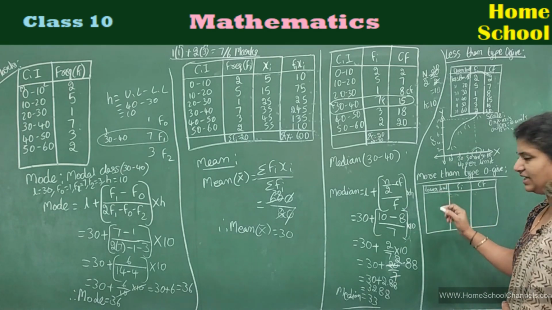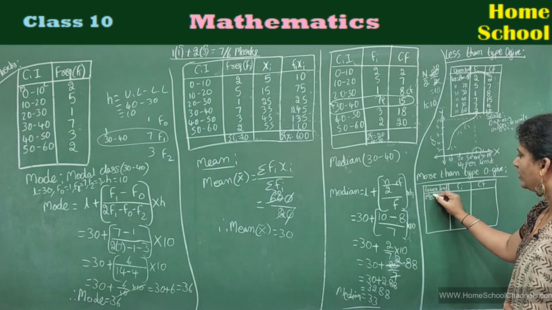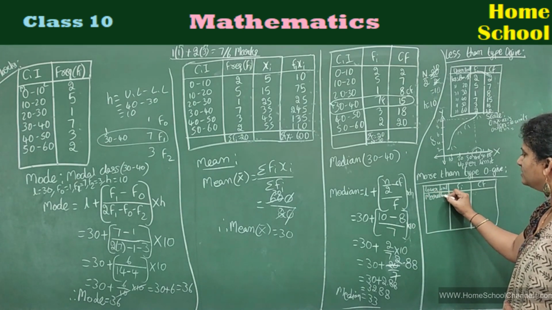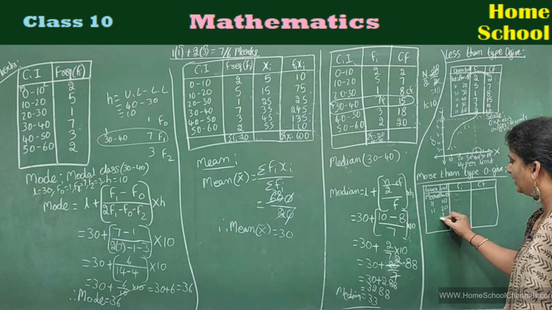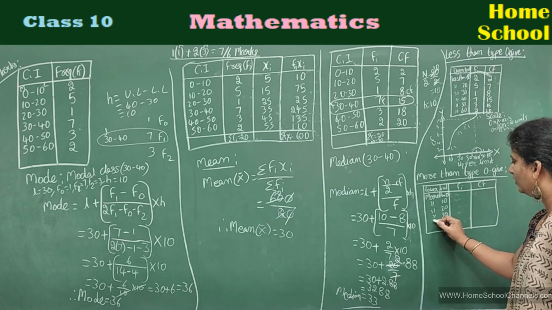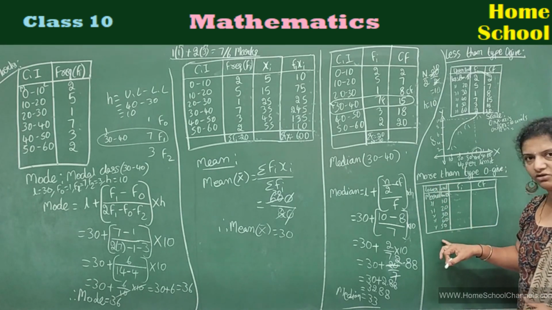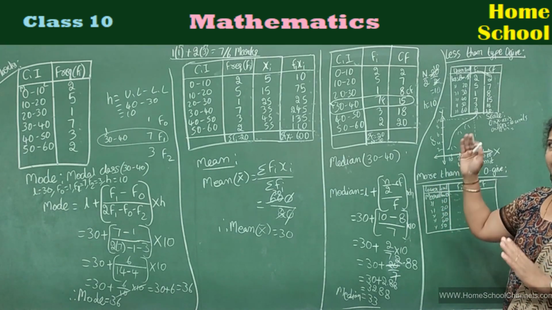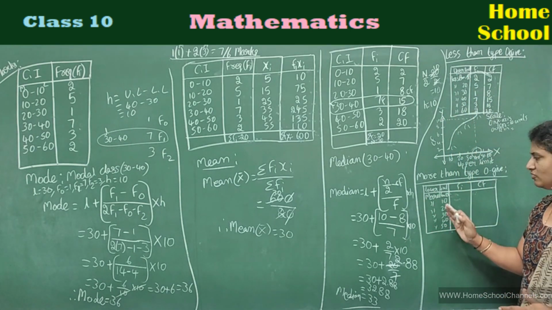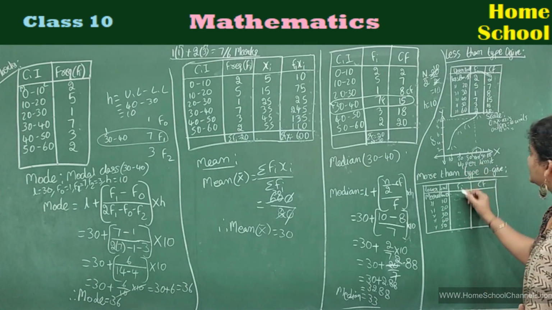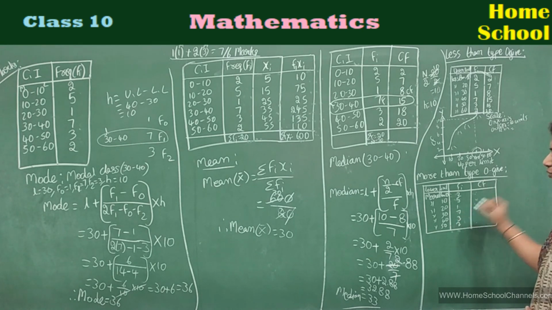What are the lower limits? 0, 10, 20, 30. More than type ogive. So more than 0, more than 10, more than 20, more than 30, more than 40, more than 50. Okay, like this you need to fill this column. Observe carefully. Less than type ogive, we use upper limit. More than type ogive, we use lower limit. Fi as it is, you can write 2, 5, 1, 7, 3, 2.